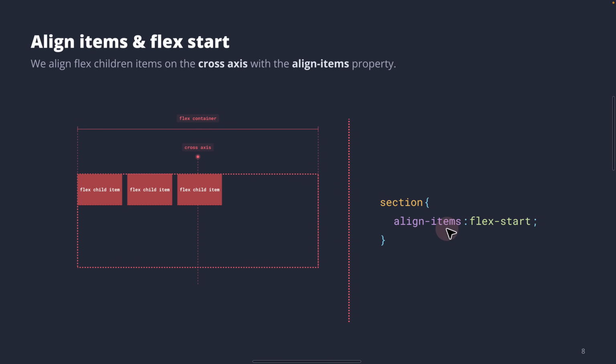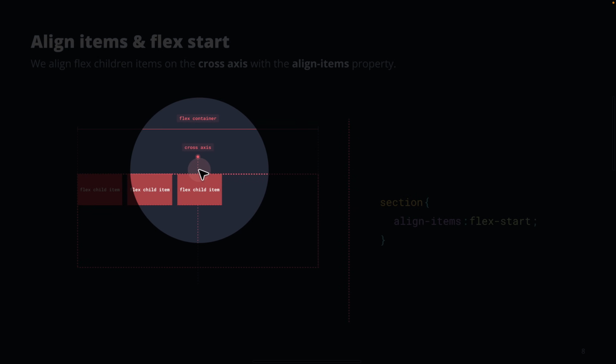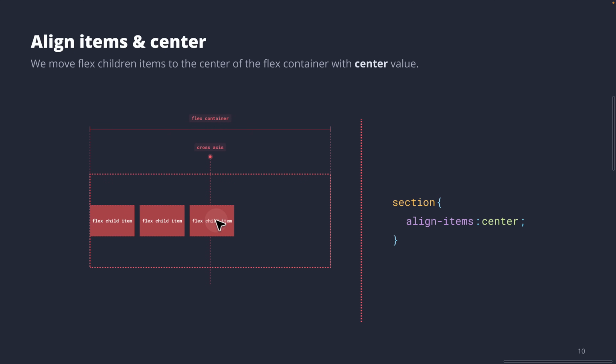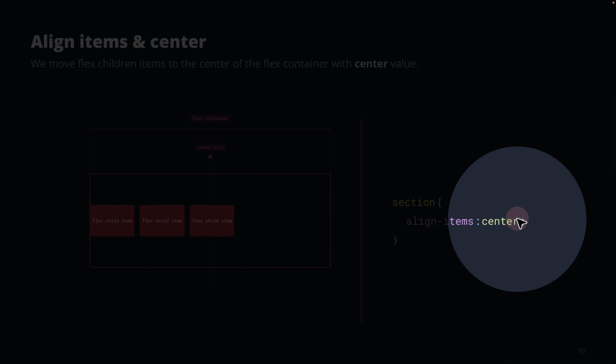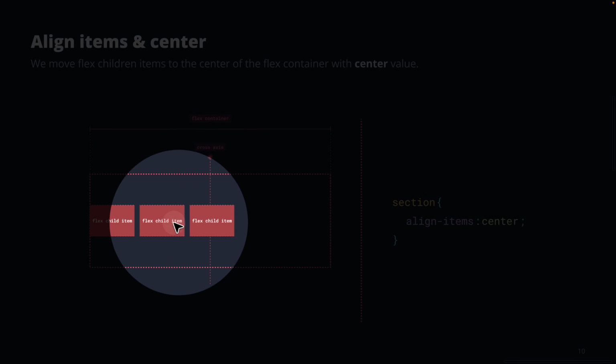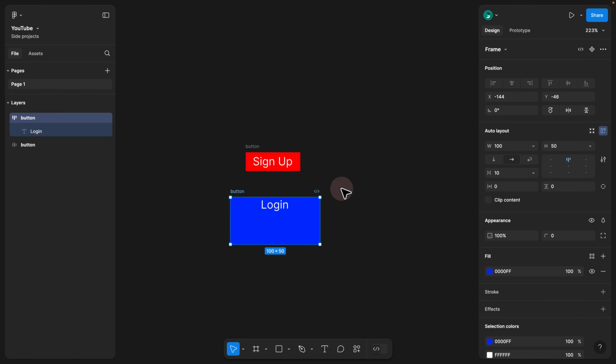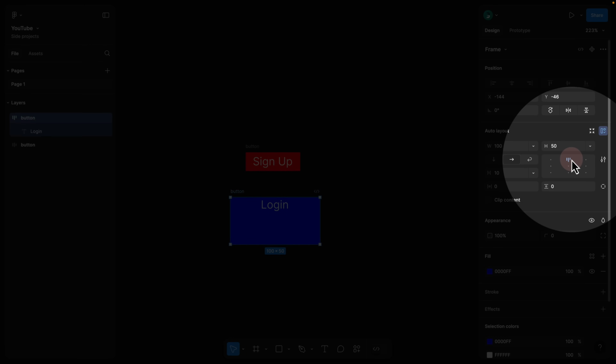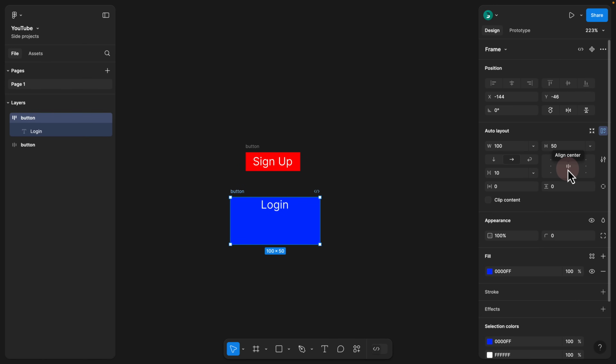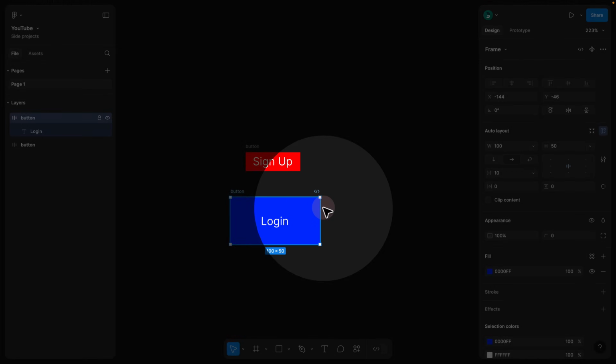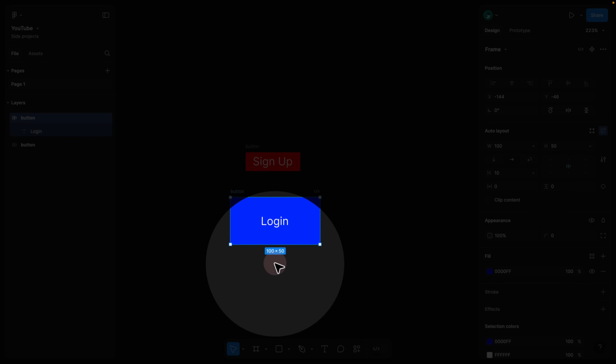Again, by default, align items is set to flex-start, which means your flex children elements are always aligned to the top. So if you decide to center align it, all you have to do is give it align-items of center, and your flex children items would be aligned to the center. So if I go back to Figma, here you see we aligned our login text to the top, and if we click the center alignment, now our text is not only aligned on the main axis, it's actually aligned on the cross axis too.